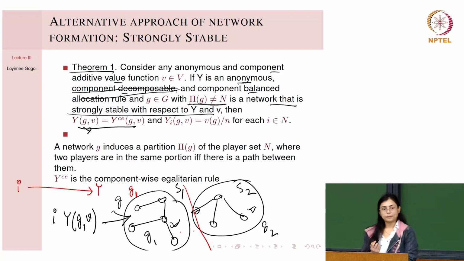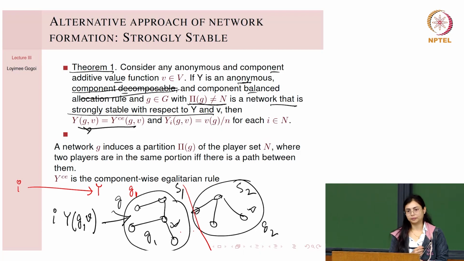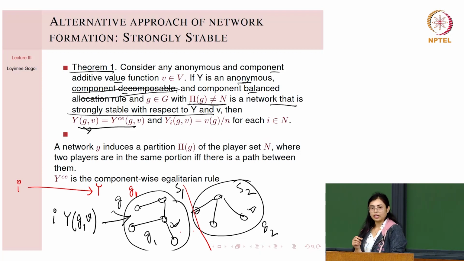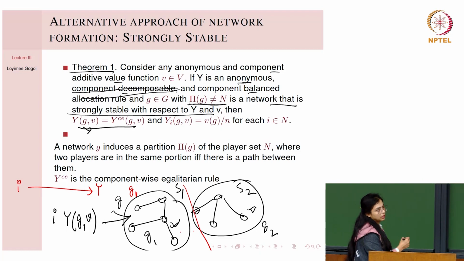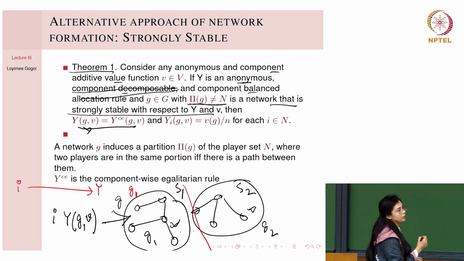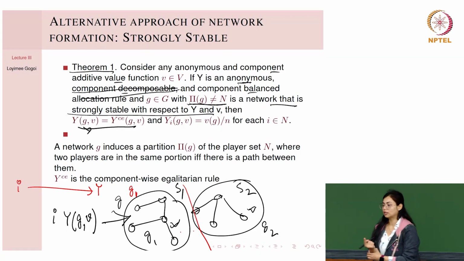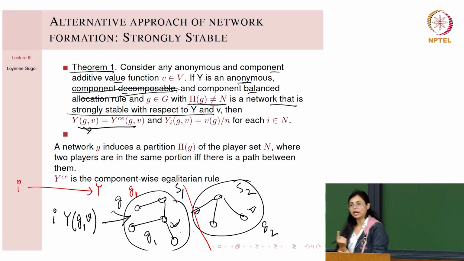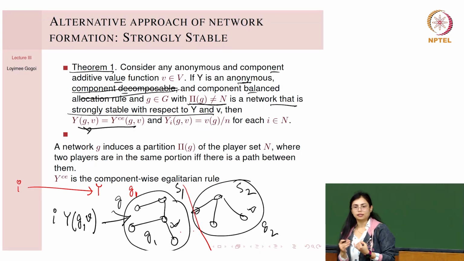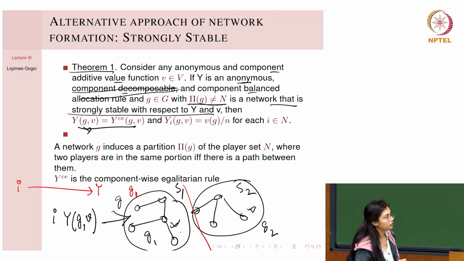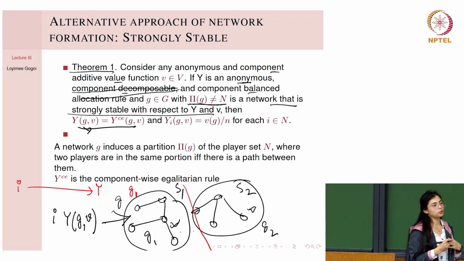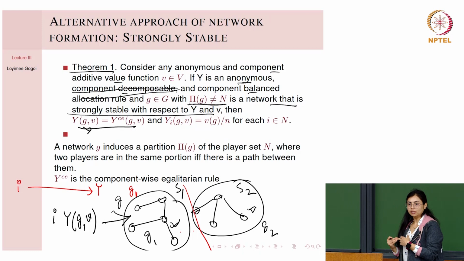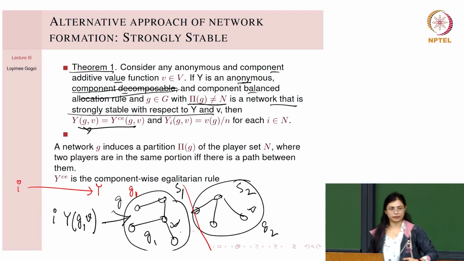Okay. Do you have any questions? So the statement is: if there is a strongly stable network Z, and on that network we have an allocation rule that is anonymous and component balanced, and component additive, then that allocation rule will be component-wise Euclidean. Okay, this is the statement, right?